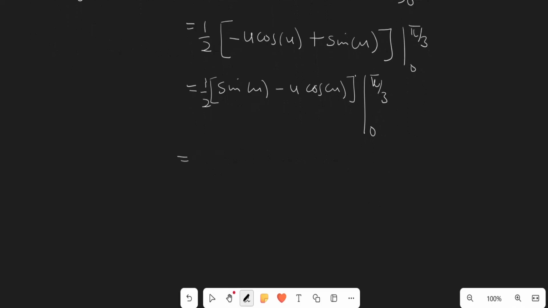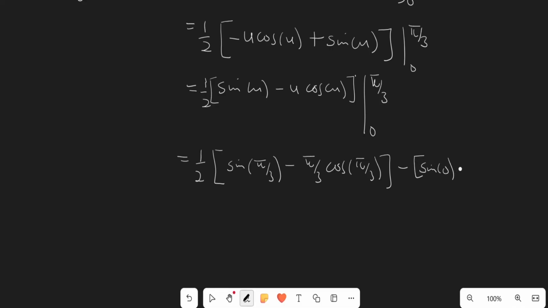So first we plug in pi over 3. We have 1/2 times sine of pi over 3 minus pi over 3 cosine of pi over 3. That is the upper limit minus the lower limit. The lower limit is sine of 0 minus 0 times cosine of 0. All this is multiplied by 1/2.